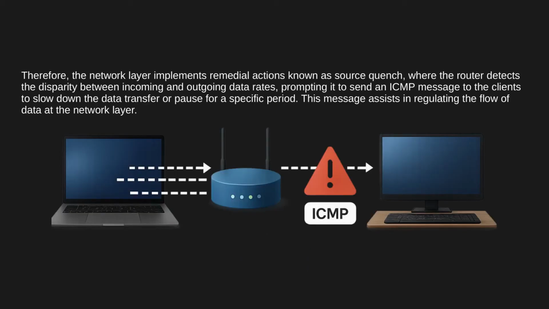Therefore, the network layer implements remedial actions known as source quench, where the router detects the disparity between incoming and outgoing data rates, prompting it to send an ICMP message to the clients to slow down the data transfer or pause for a specific period. This message assists in regulating the flow of data at the network layer.